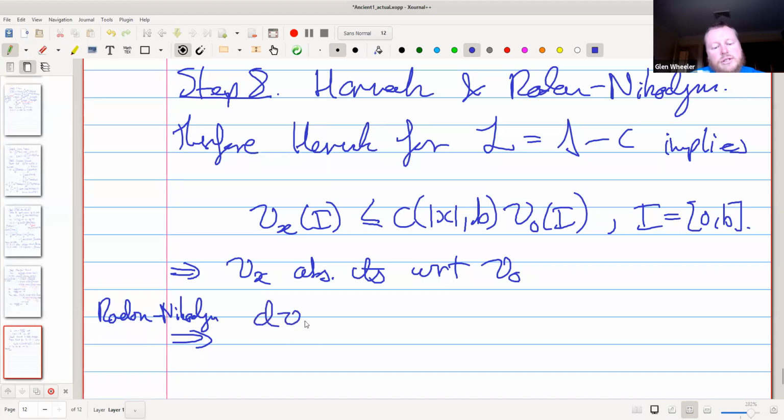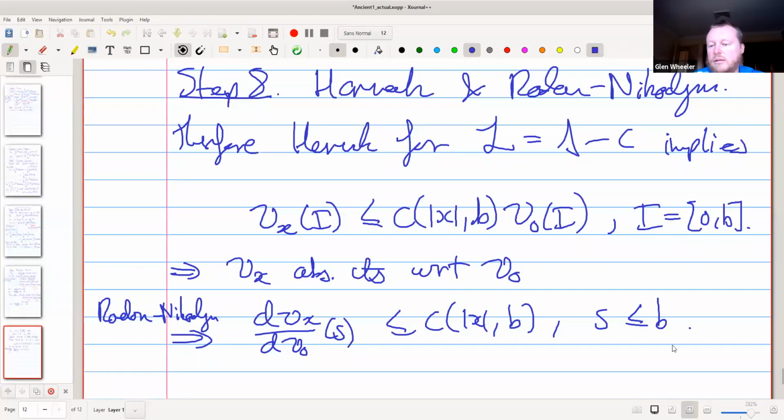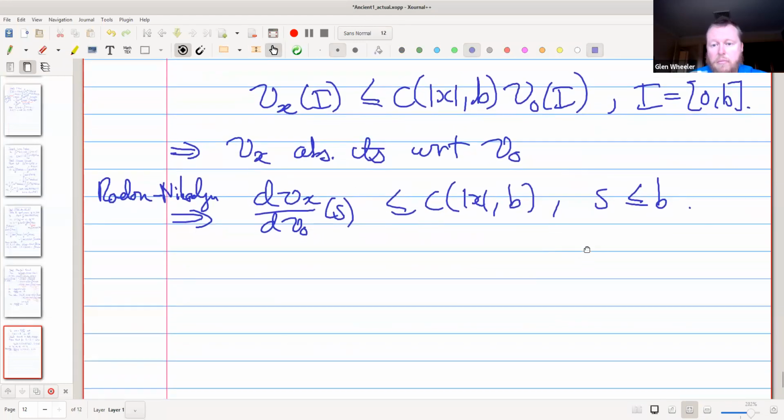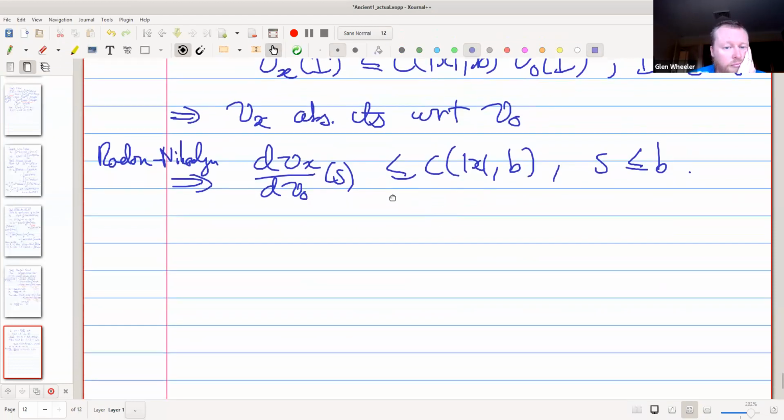To show that dν_x/dν_0 is bounded by this constant. This is just a direct consequence of the theorem. And here, of course, s is less than or equal to b. b was pretty arbitrary, though, so it's not such a big deal. But the constant depends on b and the distance of x from the origin. All right.